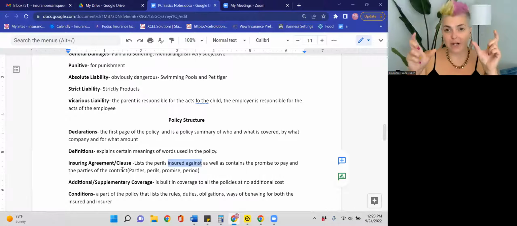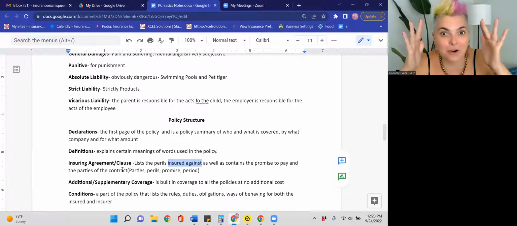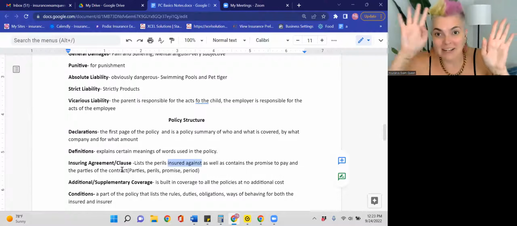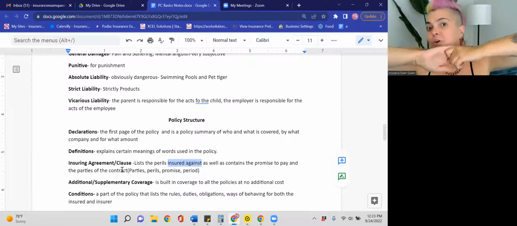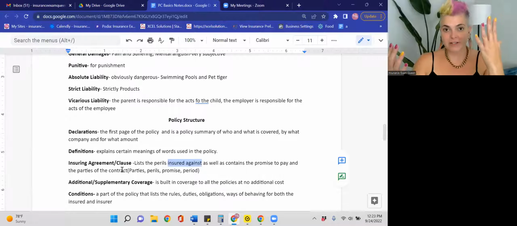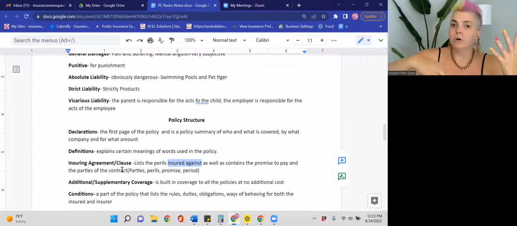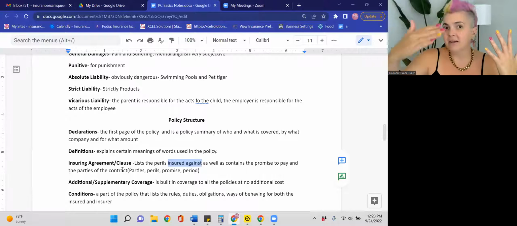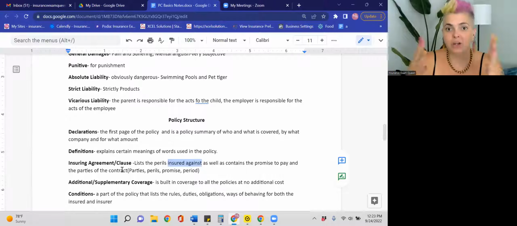Remember, the insuring agreement, think about the word agreement. Remember, agreement, offer and acceptance, the two parties, insured and insurer, the two parties come together in agreement. So the parties are just the people involved. Insurance company, insured, okay, company, customer. These are the parties. So the insuring agreement will say, this insurance company will cover this person if any of these perils were to happen, we promise to pay. That's what the insuring agreement is.